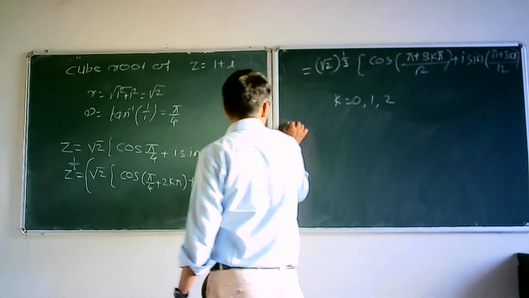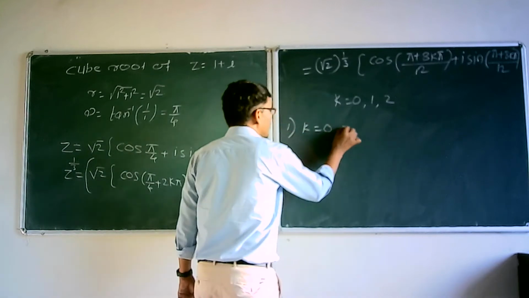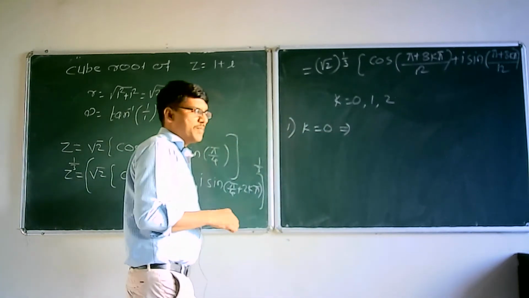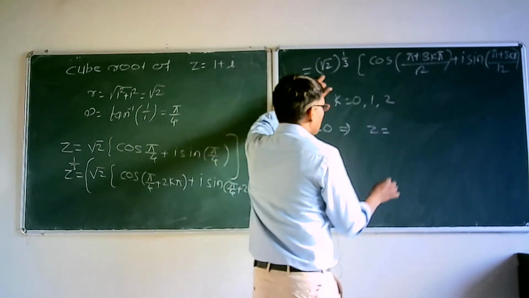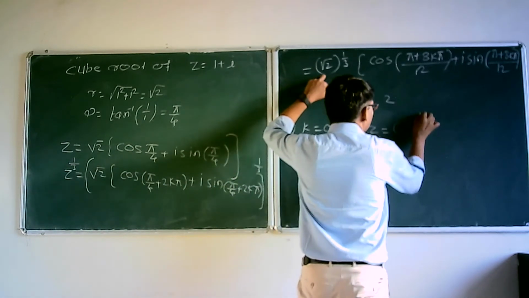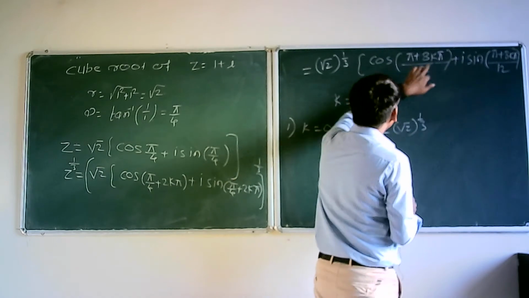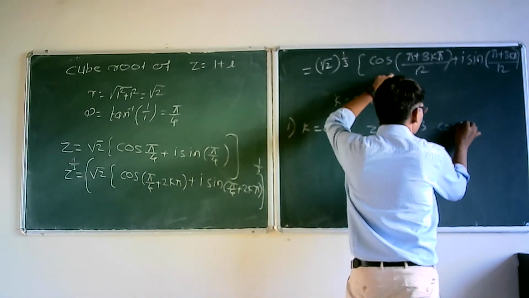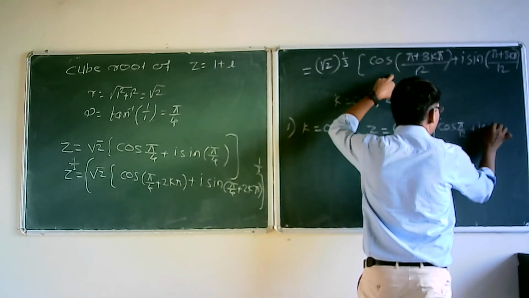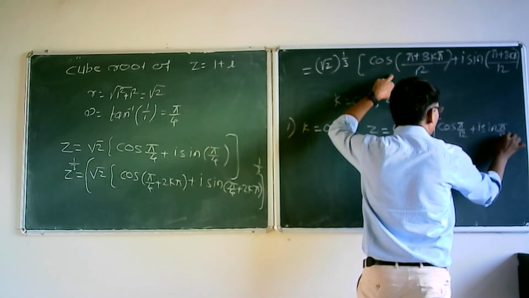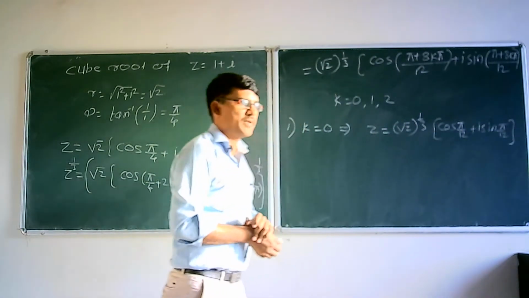So what is the first root? K is equal to 0. So if you put k is equal to 0, then z, the first root, is under root 2 raised to 1 by 3 into cos pi by 12 plus i times sin pi by 12. So this is the first root of the given complex number.